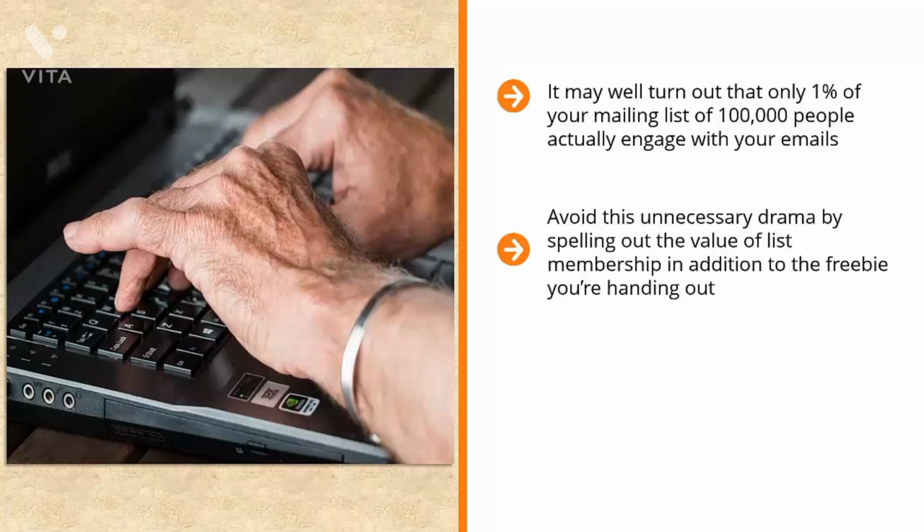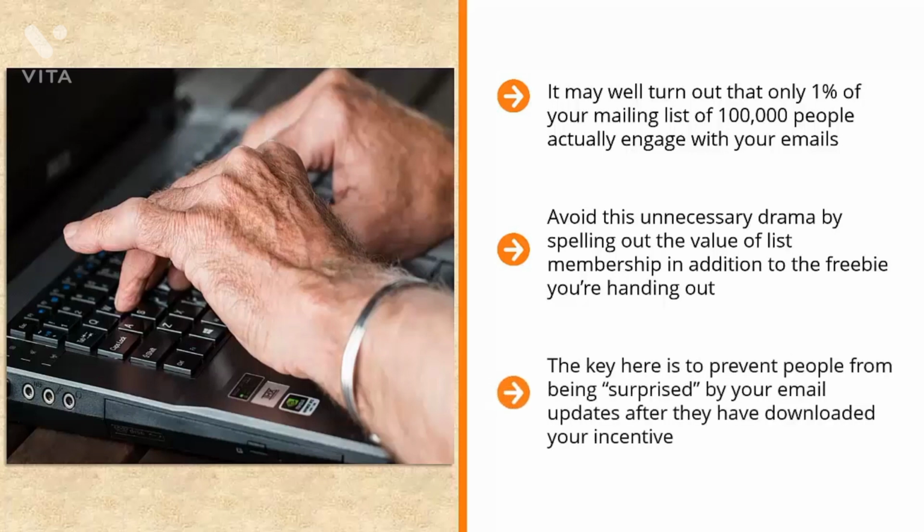Also, when people download the freebie, highlight the value of the email on the confirmation or freebie download page. The key here is to prevent people from being surprised by your email updates after they have downloaded your incentive. You really can't blame people for ignoring your emails if you focus so much of your time on the incentive and people don't get a clear idea that they will actually be receiving email updates from you.